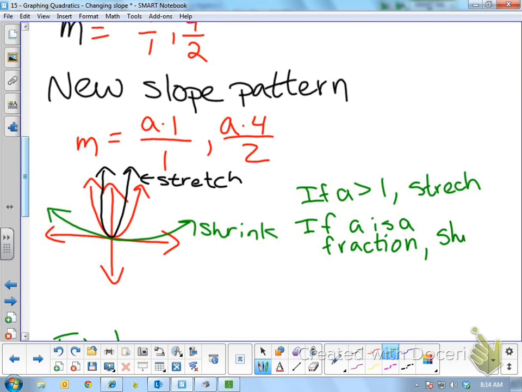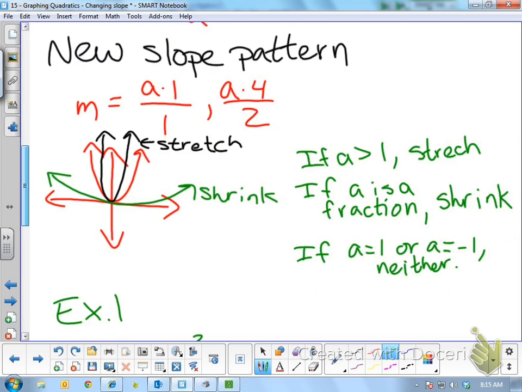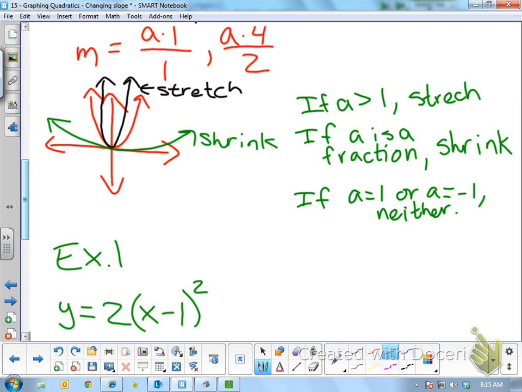So if A is a fraction, then it's a shrink. And if A equals 1 or -1, then it's neither a stretch or a shrink. We left it like we do normally. So there's our possibilities: stretch, shrink, or neither. And then we will have to change the slope sometimes now.